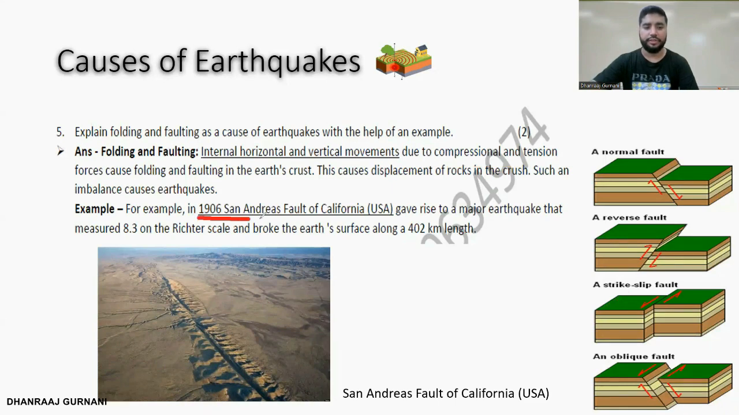Example, 1906, the San Andreas Fault of California, USA. It gave rise to a major earthquake that measured 8.3 on the Richter scale, which is a huge earthquake, and broke the Earth's surface along a length of 402 kilometers. This is how folding and faulting causes an earthquake.